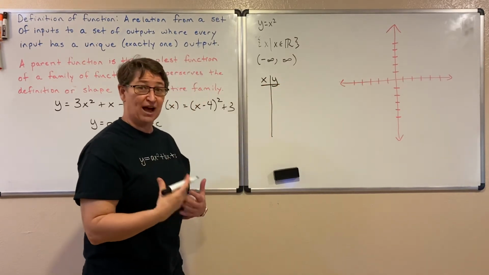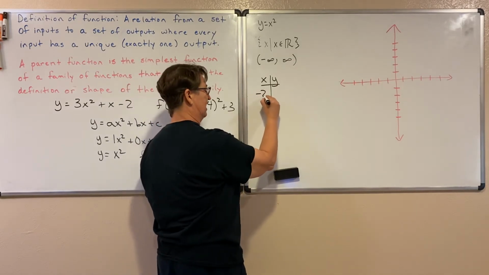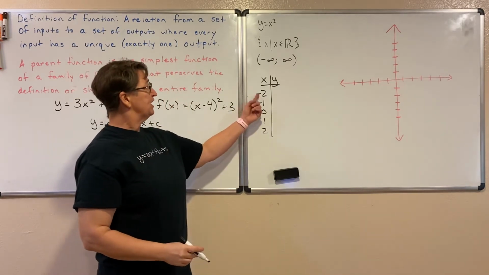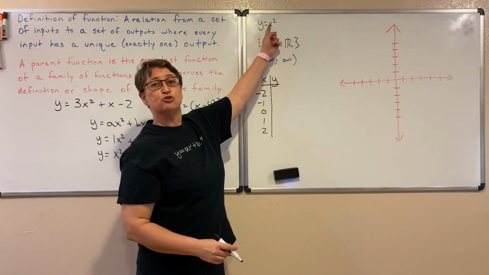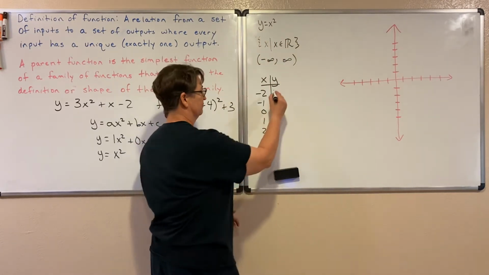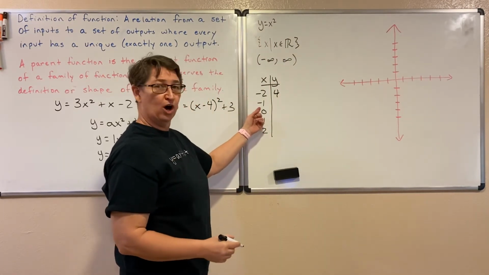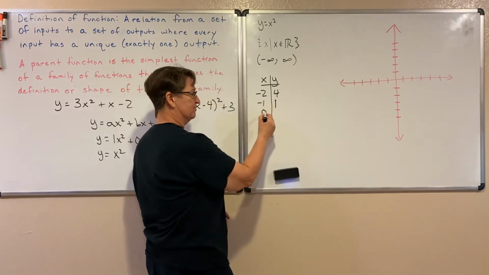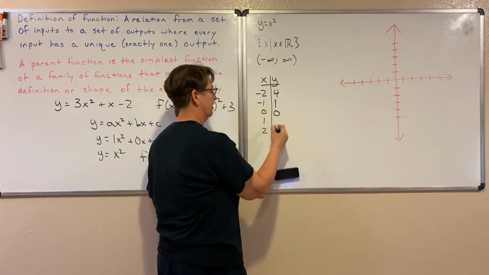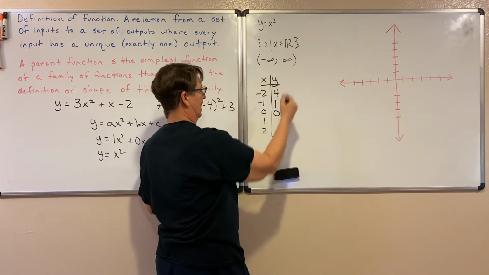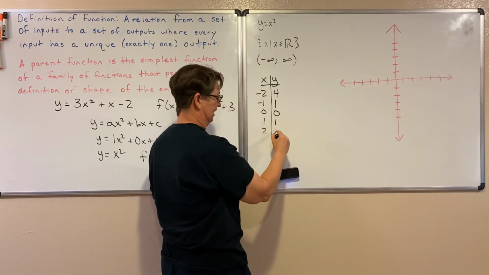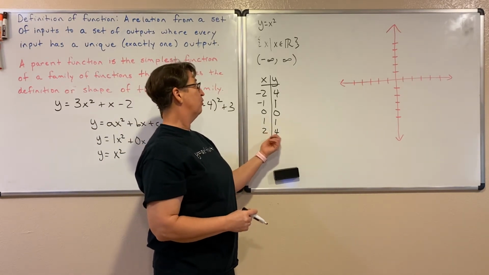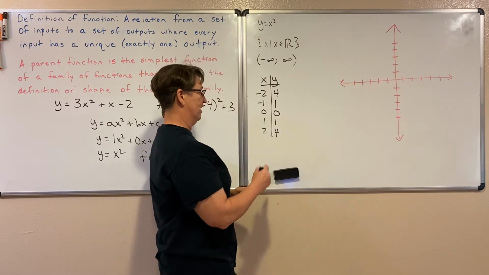So I'm going to pick these 5 values to put in for my x. I'm going to put in negative 2, negative 1, 0, 1, and 2. So if I put in negative 2 for x, negative 2 squared is equal to 4. If I put in -1 for x, -1 squared is equal to 1. If I put in 0 squared, I get out 0. If I put in 1 for x, I get out 1. And if I put in 2 for x, I get out 2 times 2, which is 4. Perfect. So these 5 points are points on that parent function of the quadratic function.